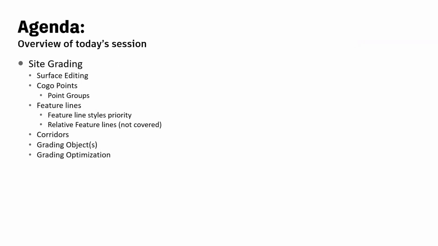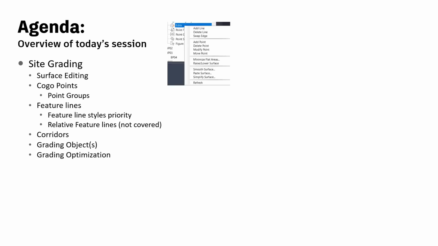Now for today's agenda. We will look at various ways that Civil 3D users can grade a site. These include very simple surface edits by perhaps just simply adding points to a surface. We'll also talk about using COGO points, but specifically point groups to create surfaces and do grading.